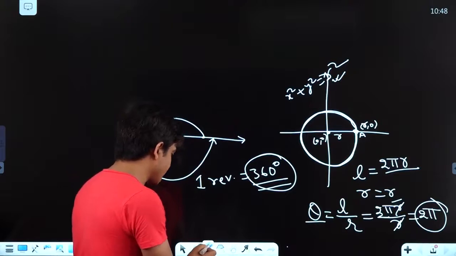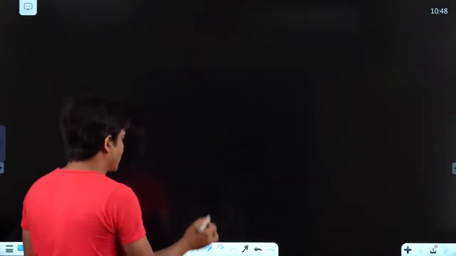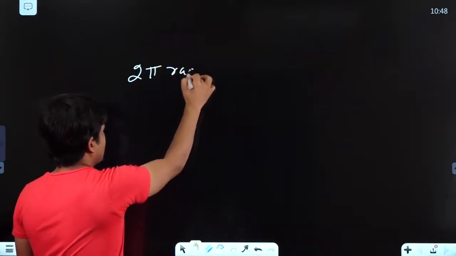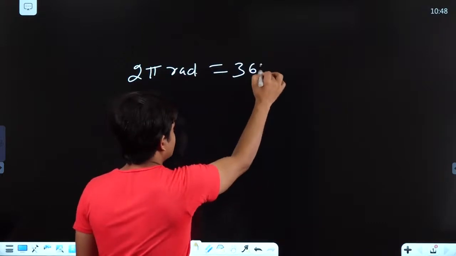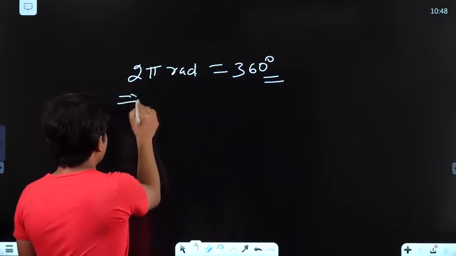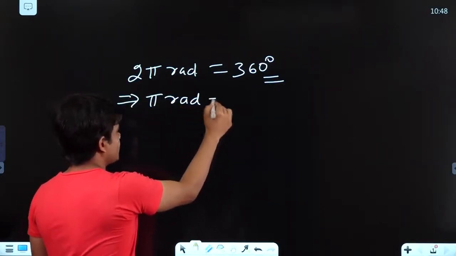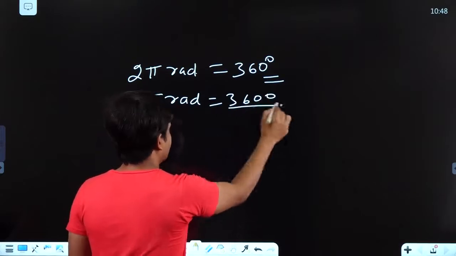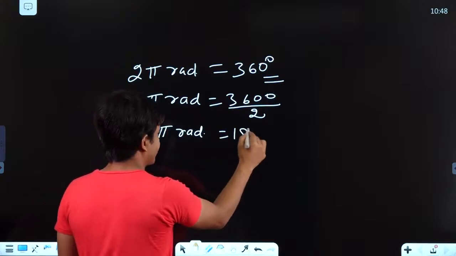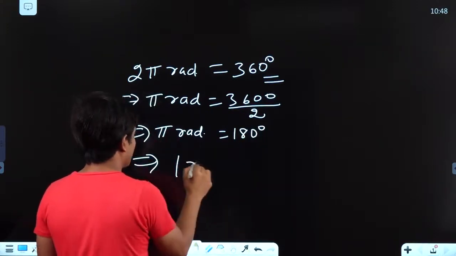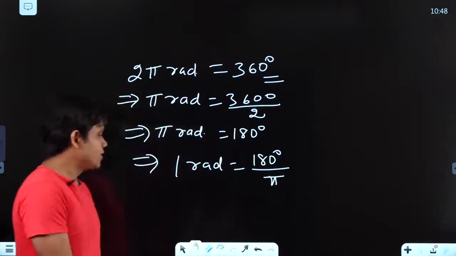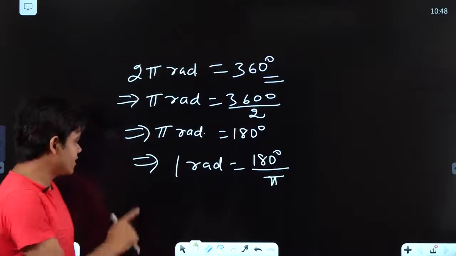However, we are just recalling the facts. And therefore, we can say 2 pi radian is equal to 360 degree. Okay, we have seen it. So pi radian is equal to 360 degree by 2, means pi radian is equal to 180 degree. This implies 1 radian will be equal to 180 degree by pi. Is this clear?